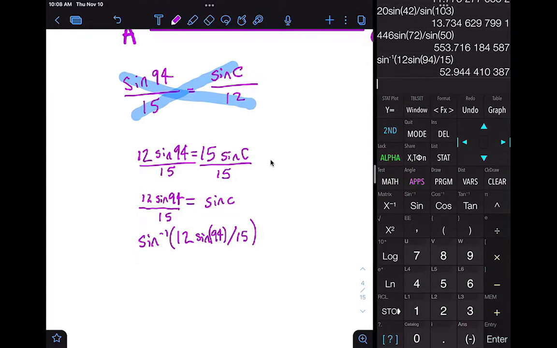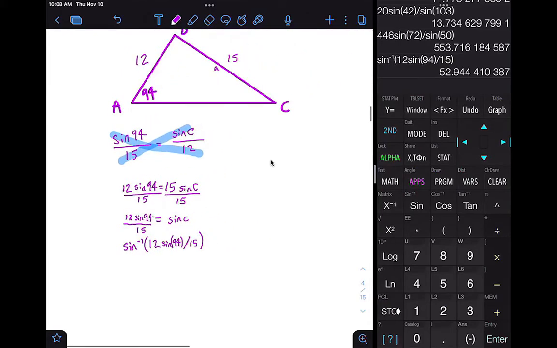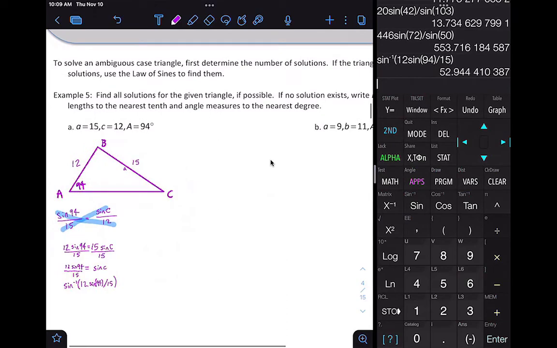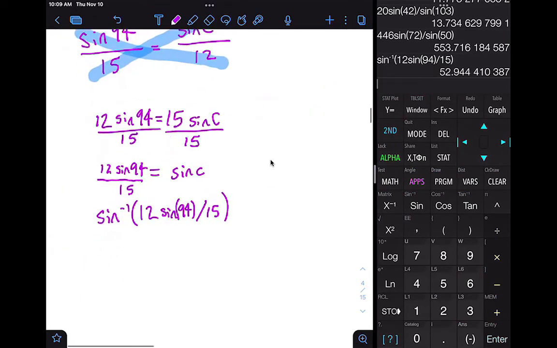All right, and that tells us our angle. More times than not, they'll tell us to round our angles to the nearest degree. Yep, angles to the nearest degree, so we'll round that up to 53 degrees.